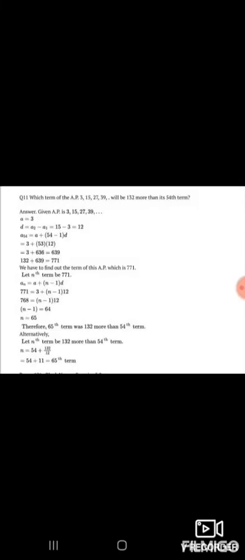Now next question. Which term of the AP 3, 15, 27 and 39 will be 132 more than the 54th term? It means they have given you an AP whose first term is 3, common difference is 12, and the 54th term is a plus 53d, that is equal to 639.